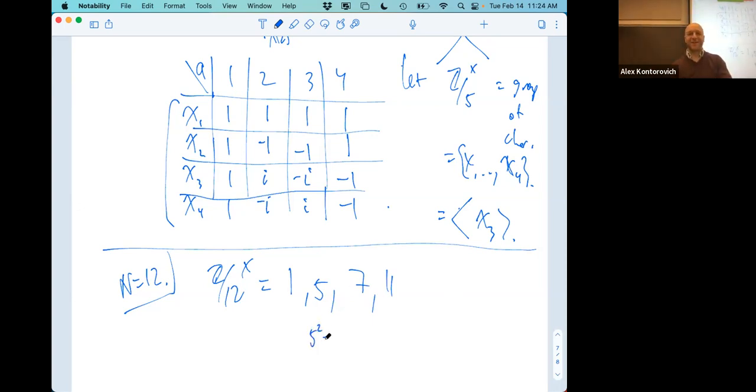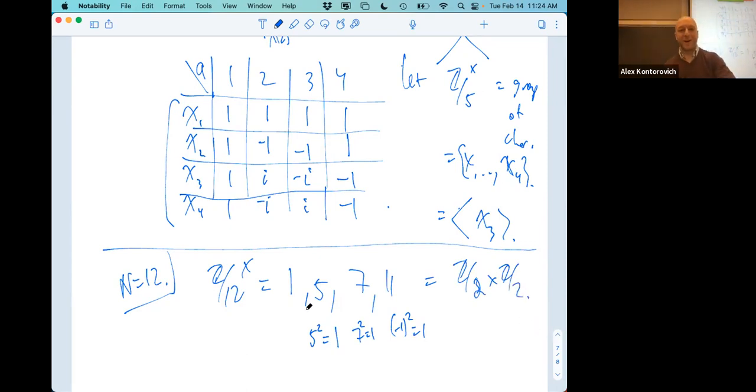What's 5 squared? 25 mod 12. 24 is a multiple of 12. So 5 squared is 1. Obviously -1 squared is 1, which is 11. And 7 squared, 49, is a 1. So actually, the group is not Z mod 4. This is Z mod 2 times Z mod 2. This is the Klein group.